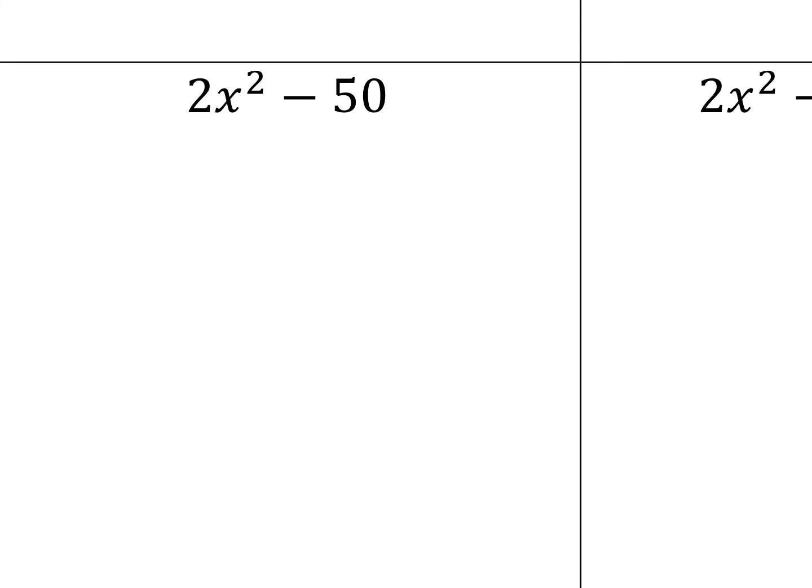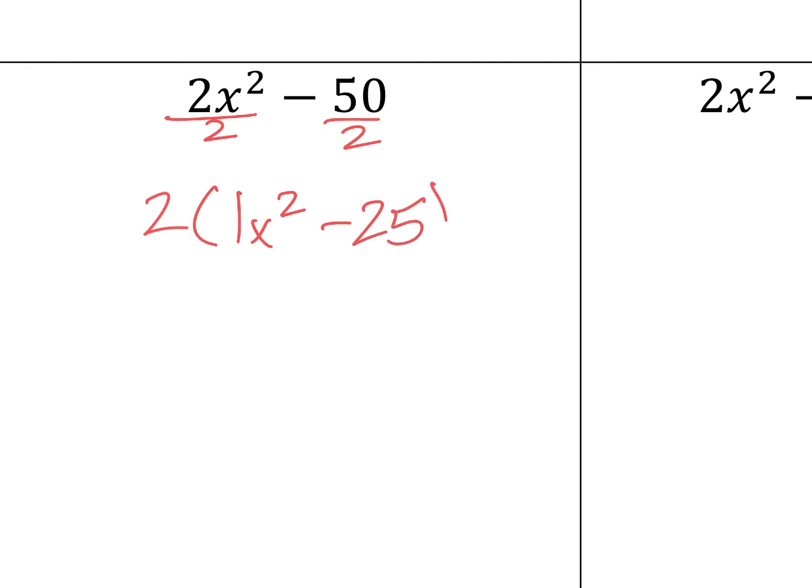First, we want to check to see if there's a greatest common factor. Between 2 and 50, the greatest common factor will be 2. Do both of them have an x in common? No, they do not. So I can't put an x. All right, so 2 goes outside. Now I'm going to divide both of these by 2. So 2x squared divided by 2 is 1x squared. And then negative 50 divided by 2 is negative 25.